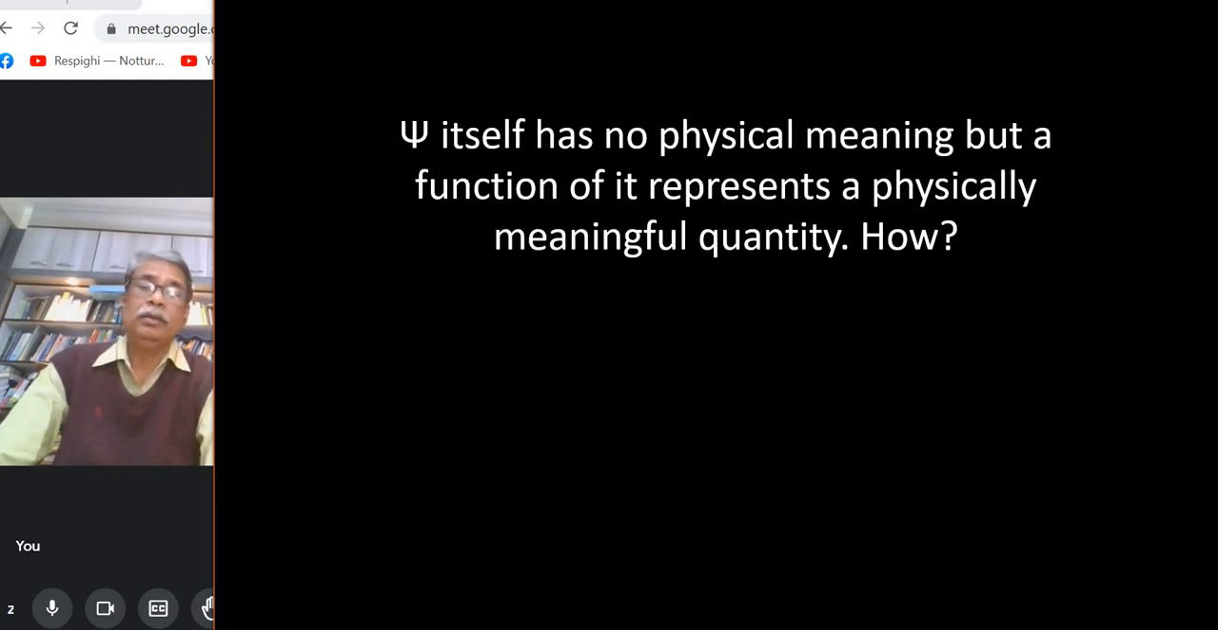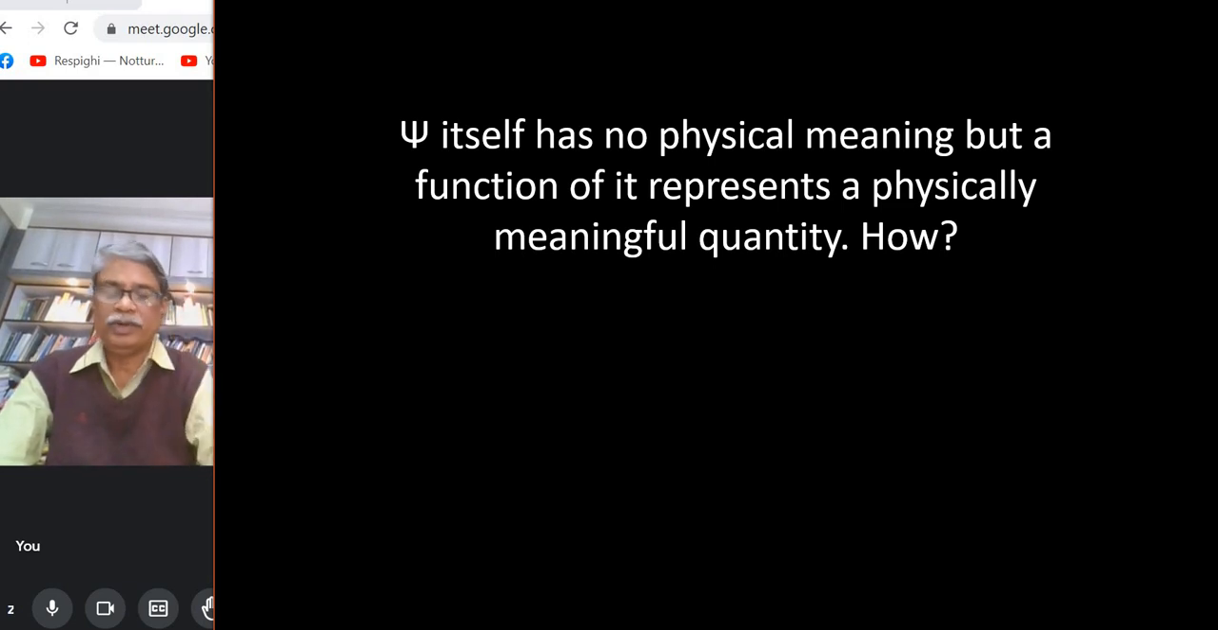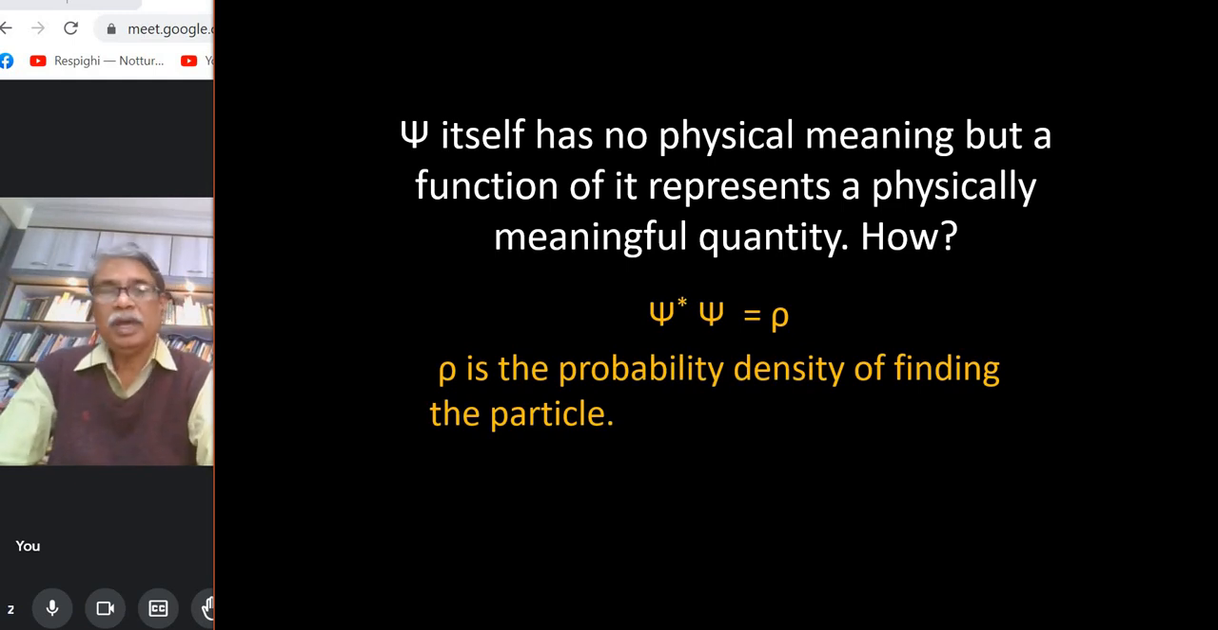Well, psi, the wave function, itself has no physical meaning, but a function of it represents a physically meaningful quantity. How? Actually, the psi star psi product, we call it rho, and it is the probability density. Of what? Of finding the particle at a point, right? So rho is psi star psi, and of course probability density is a physically measurable and meaningful quantity. Okay.